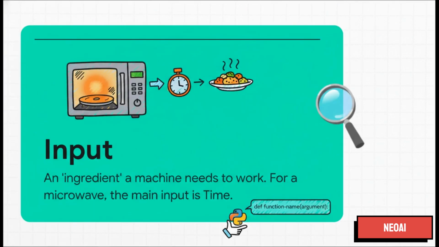So the key idea here is something called an input. An input is just an ingredient that your machine needs to do its thing. For our microwave, the most important input is, of course, time. You have to tell it how long to run.